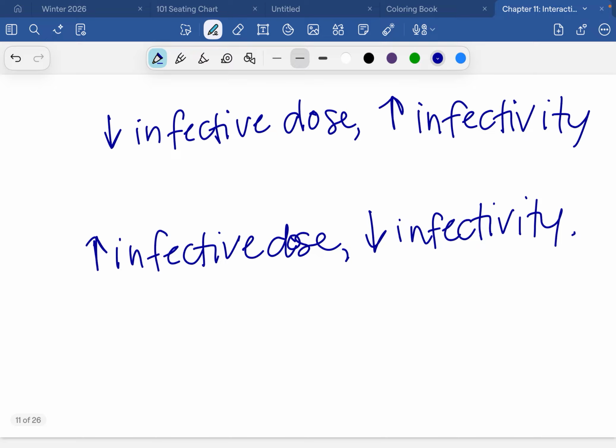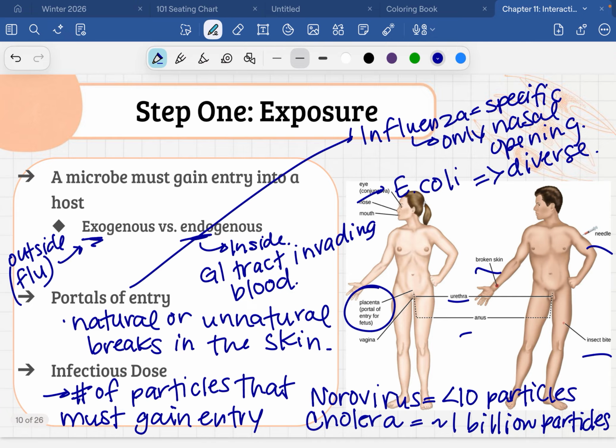Did I do it backwards? Low infective dose, no, I don't think so. So like in this case, norovirus has a very low infective dose. It only requires 10 particles to make somebody sick. So it is more infective. It's more contagious. It is able to make somebody sicker faster and better.